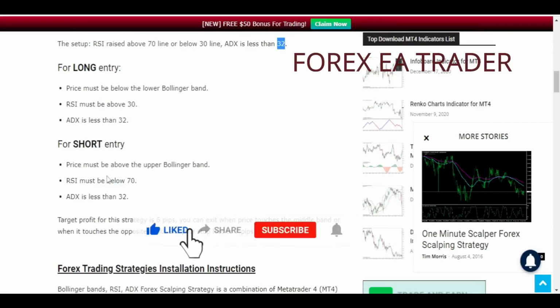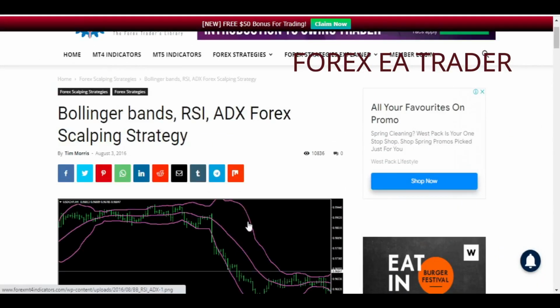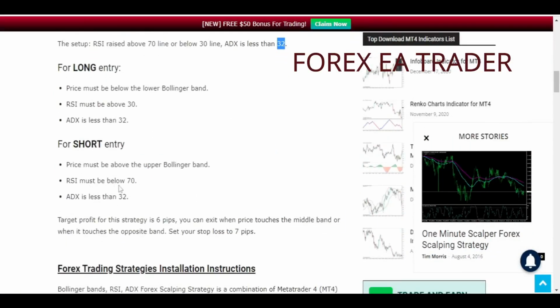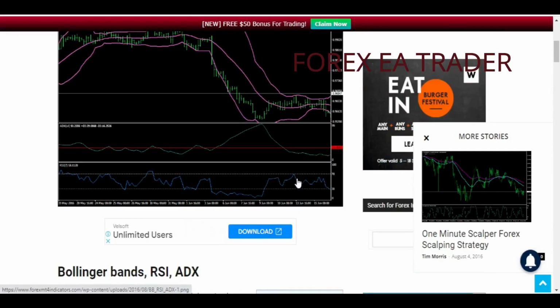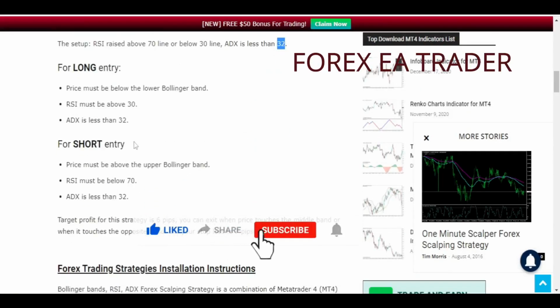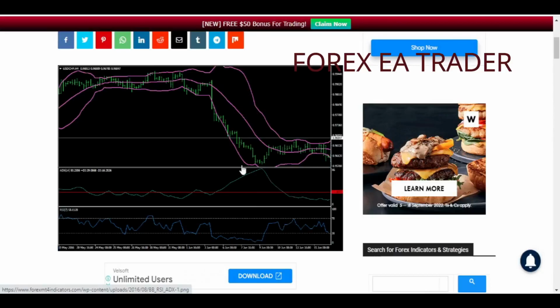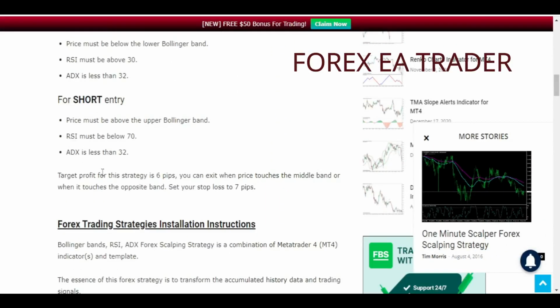For the short entry, price must be above the upper Bollinger Band. Price must be above the Bollinger Band, and RSI must be below 70. RSI must be below 70, and ADX must still be less than 32. ADX must still be less than 32. Then you can take a sell. Those are the conditions that they have.